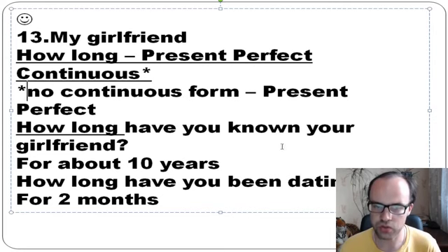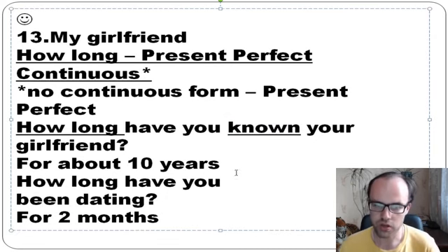So how long have you known your girlfriend? It's present perfect, the third form of past participle, for about 2 years. How long have you been dating? So date, you know, it's a verb. In this context, it means to meet. So how long have you been meeting with each other? But dating, it's more natural word. So how long have you been dating?